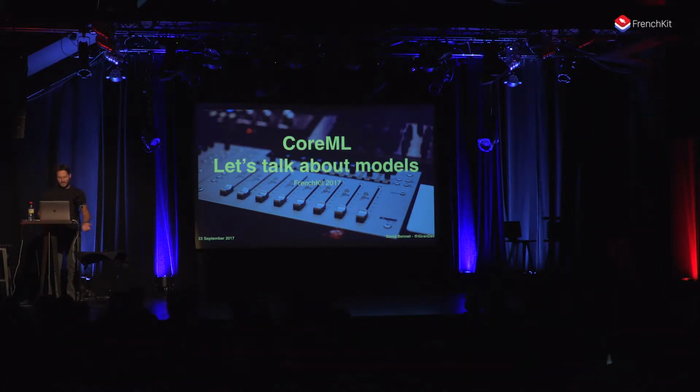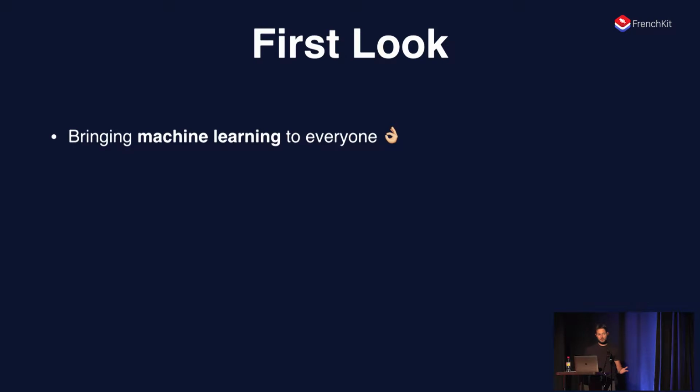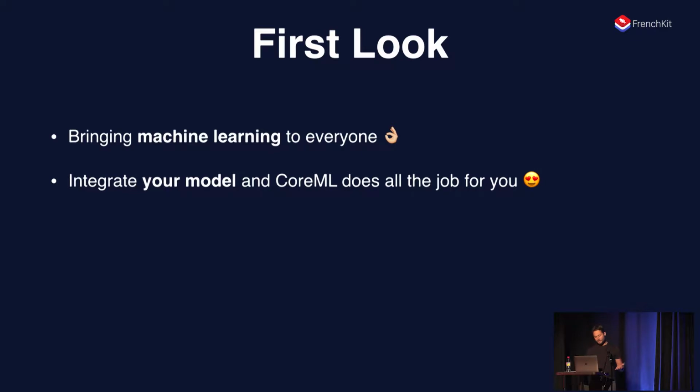Like you may know or not, at last WWDC, Apple introduced an incredible technology about artificial intelligence, which is called CoreML. So let's take a look at this. Basically, this is bringing machine learning to everyone. You just have to integrate your model, and CoreML does basically all the job for you. But the problem in this particular sentence is the "your model" part. Where does this come from?